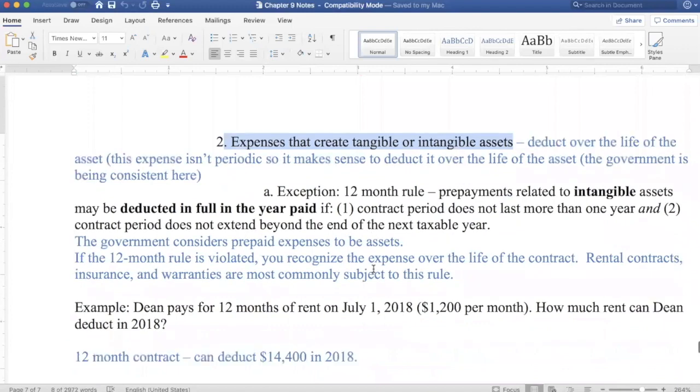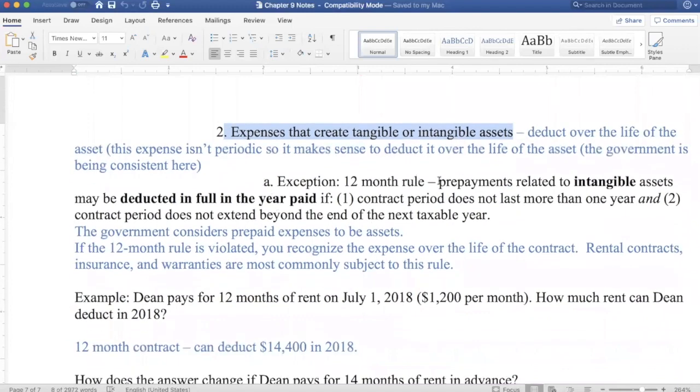The exception to this is the 12-month rule. Prepayments related to intangible assets may be deducted if two things are true. First, the contract period doesn't last more than 1 year, and second, the contract period does not extend beyond the end of the next taxable year.